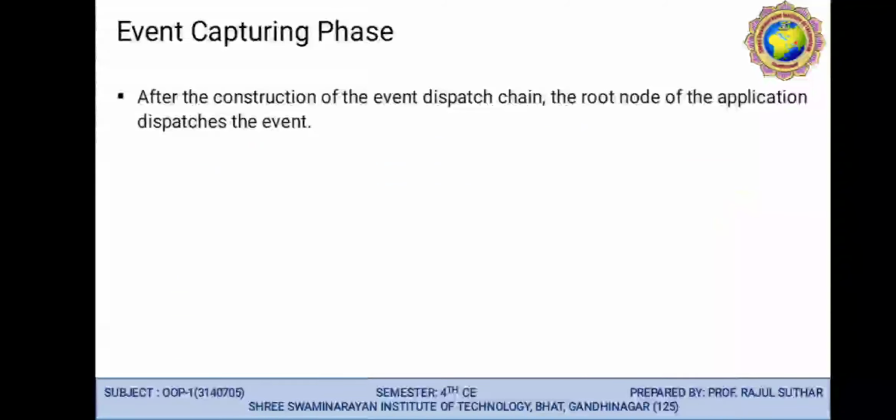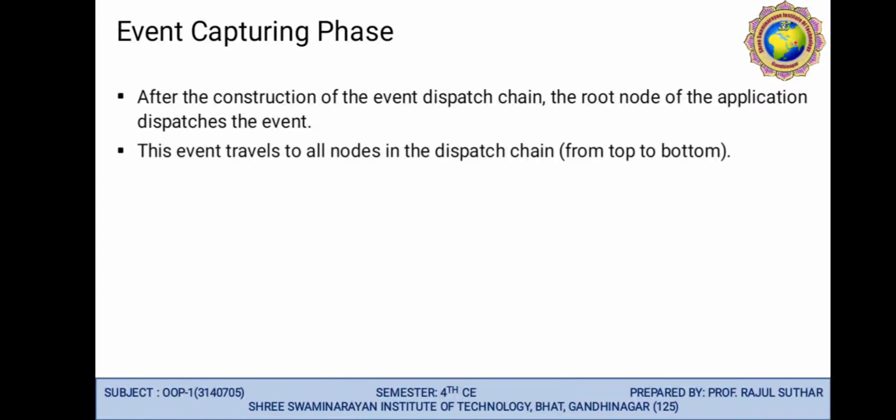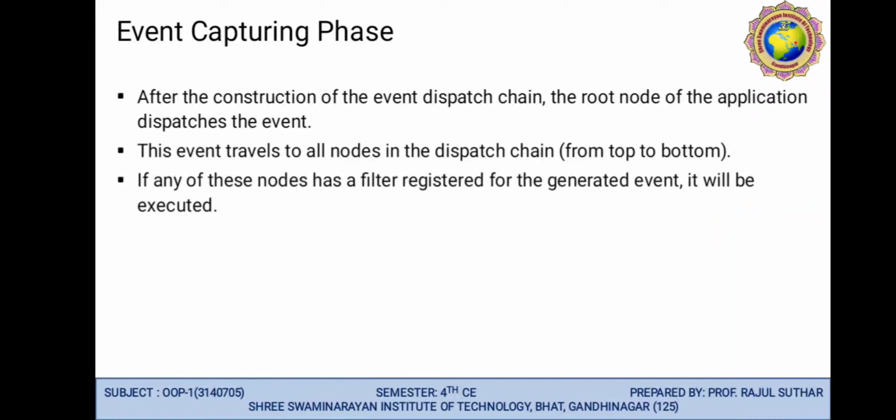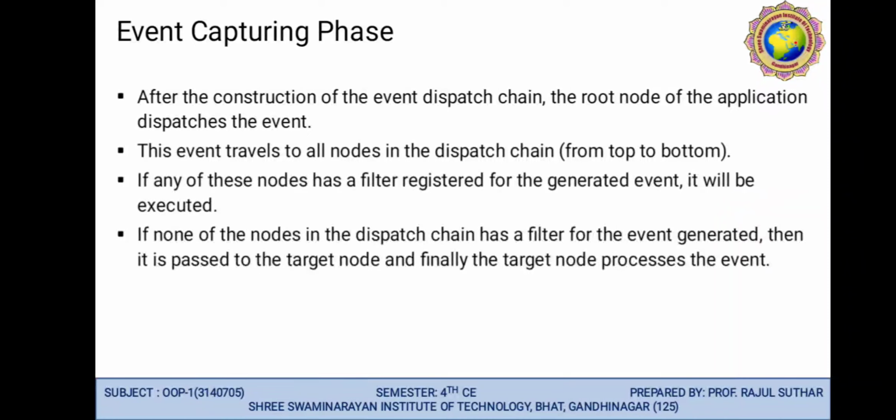Event capturing phase. Event capturing means after the construction of the event dispatch chain, the root node of the application dispatches the particular event. This event travels to all the nodes in the dispatch chain from top to bottom. If any of these nodes has a filter registered for the generated event, it will be executed. If no node in the dispatch chain has a filter for the generated event, then it is passed to the target node, and finally the target node processes the particular event.